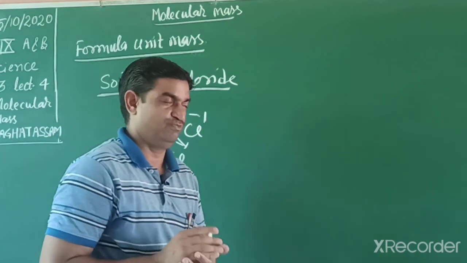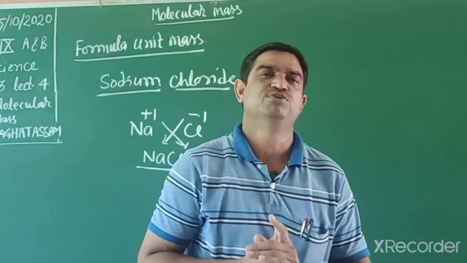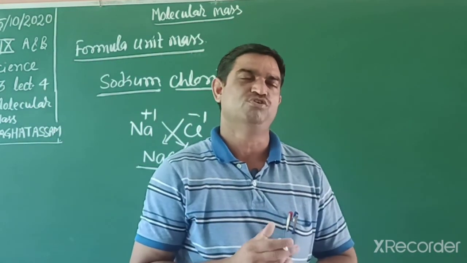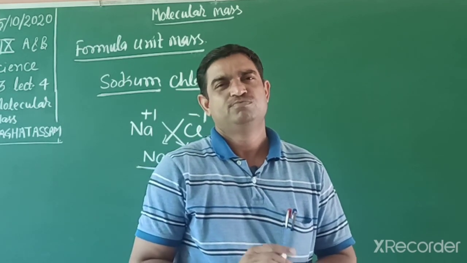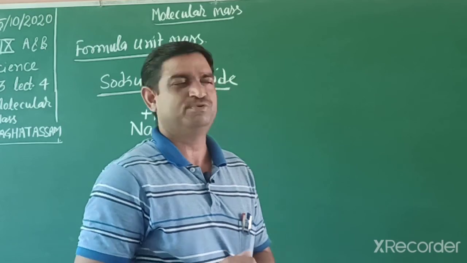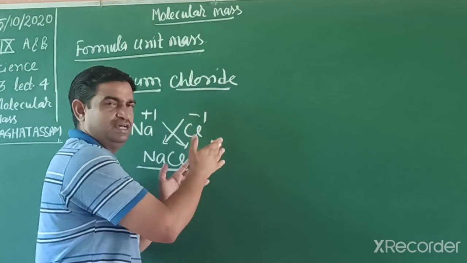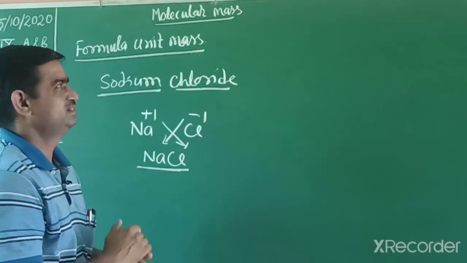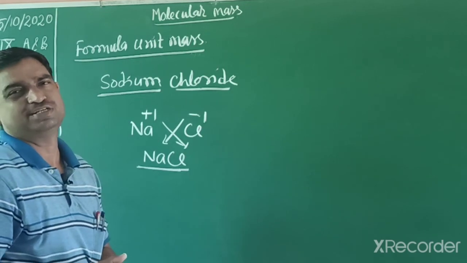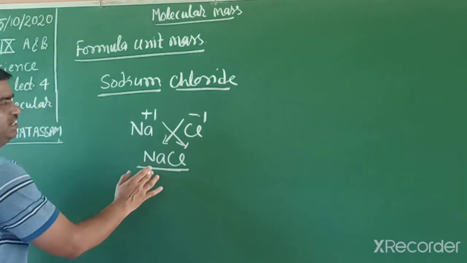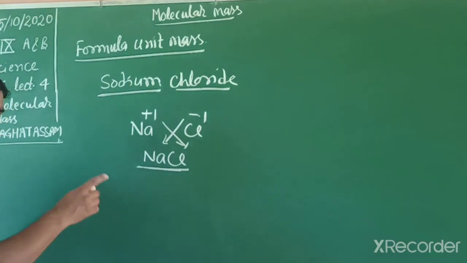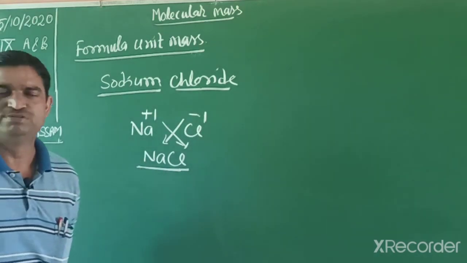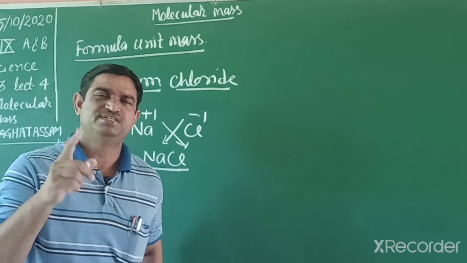Students, in this formula, it is not a single molecule. There are millions of ions present, but we represent sodium chloride like this. So the mass is known as formula unit mass, similar to molecular mass. Now we find out the mass: sodium mass is given in your NCERT book at page number 35 in tabular form.